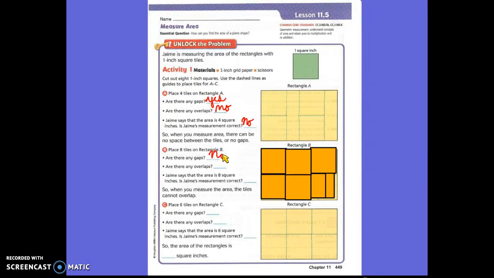Are there any overlaps, though? Yes, there are. Jamie says the area is 8 square inches. Is Jamie's measurement correct? No. So when you measure area, you cannot have overlaps. No overlaps. Okay.